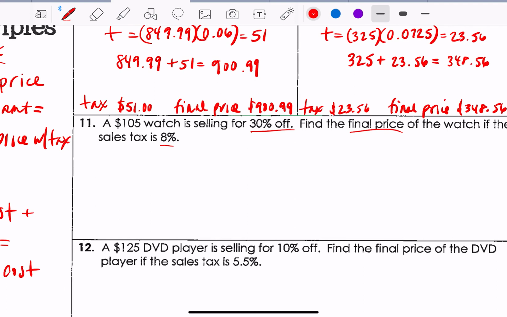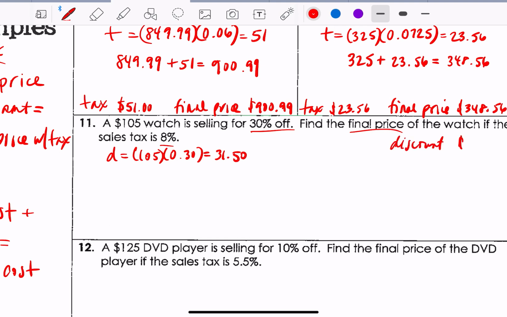That's step one. So my discount on a $105 watch is going to be whatever my total cost is there, $105, times the percent as a decimal, 0.30. So my discount is going to be $31.50. So that's my discount.